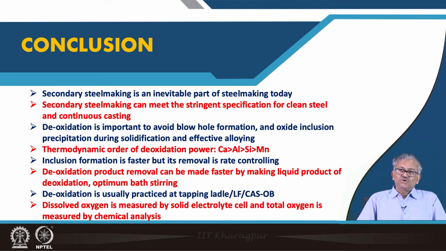In the case of aluminum, with 1 weight% aluminum, dissolved oxygen in equilibrium can be of the order of 10 to the minus 5 weight%. So very less. Similarly, with 1 weight% silicon in the liquid steel, equilibrium dissolved oxygen will be of the order of 10 to the minus 3 weight%. And with manganese, 100% manganese, the equilibrium oxygen will be 0.3. So if you consider, calcium is the strongest deoxidizer.